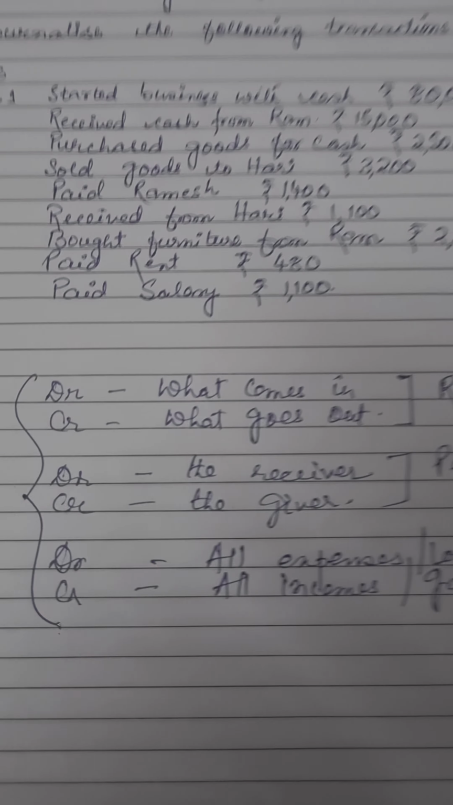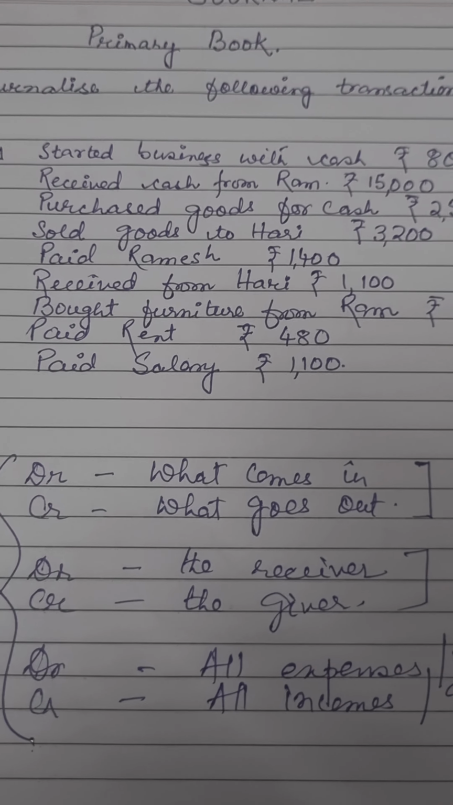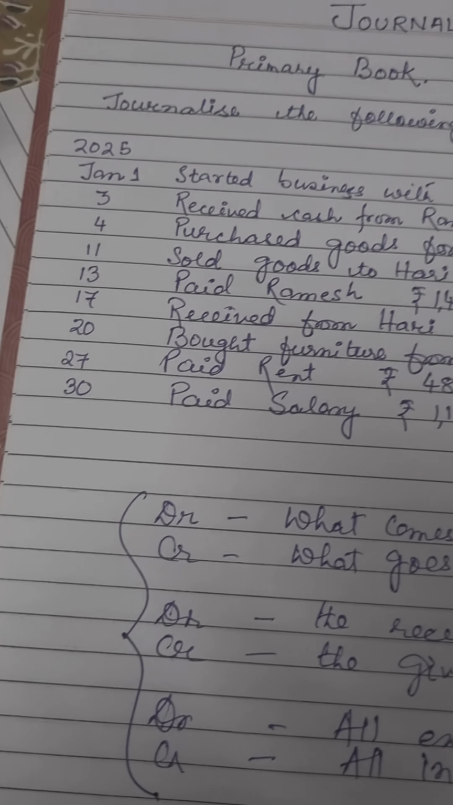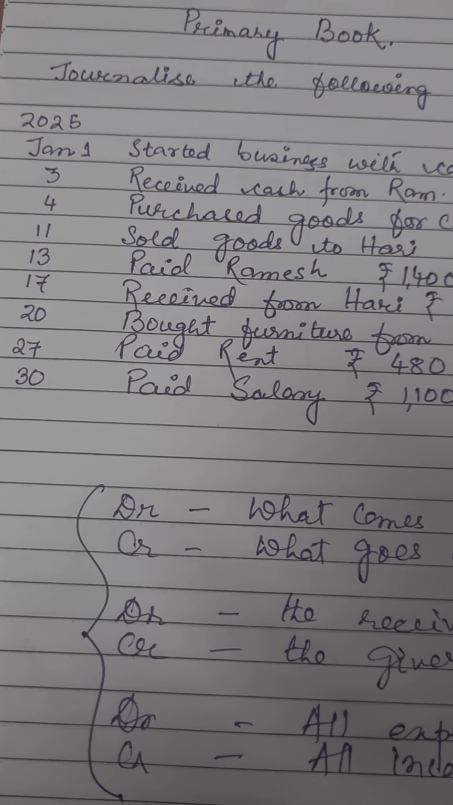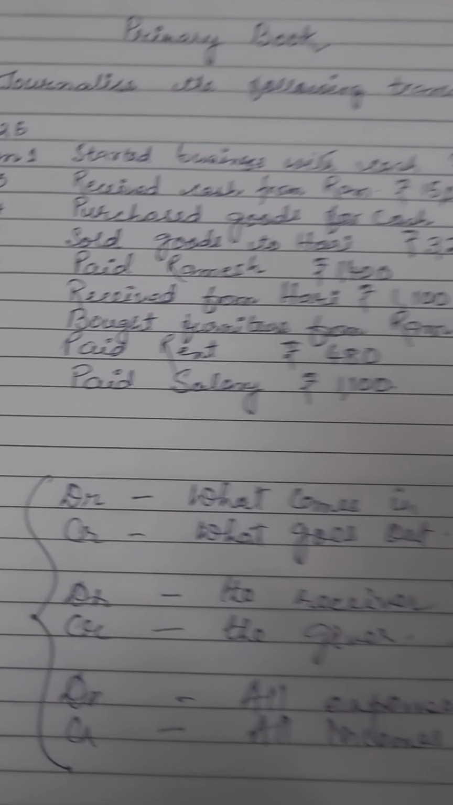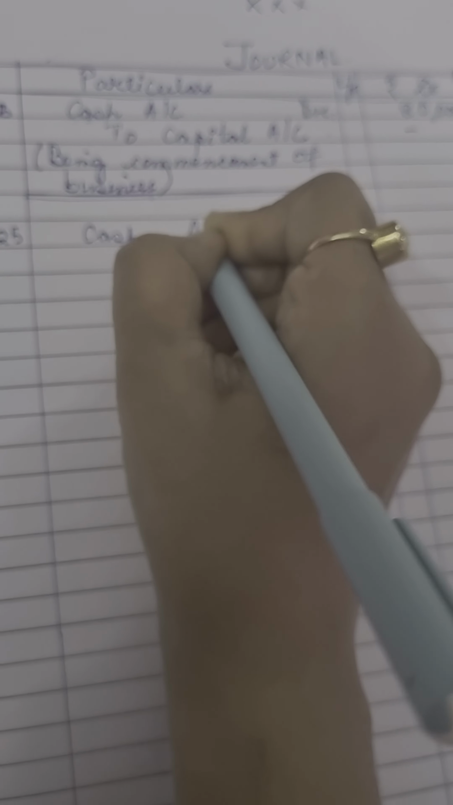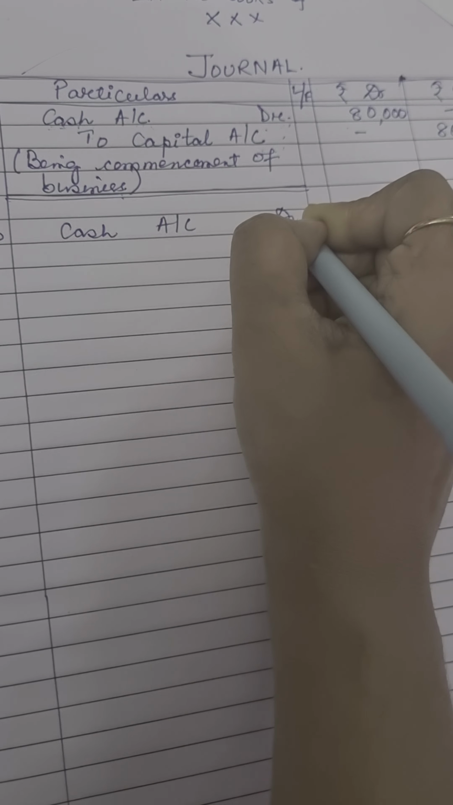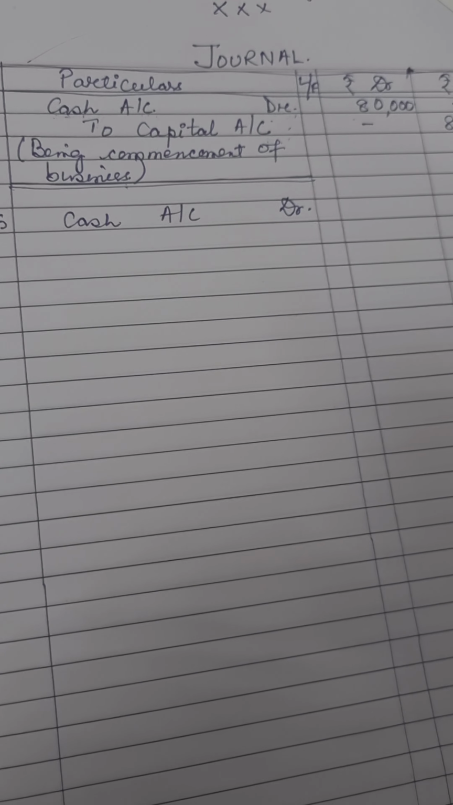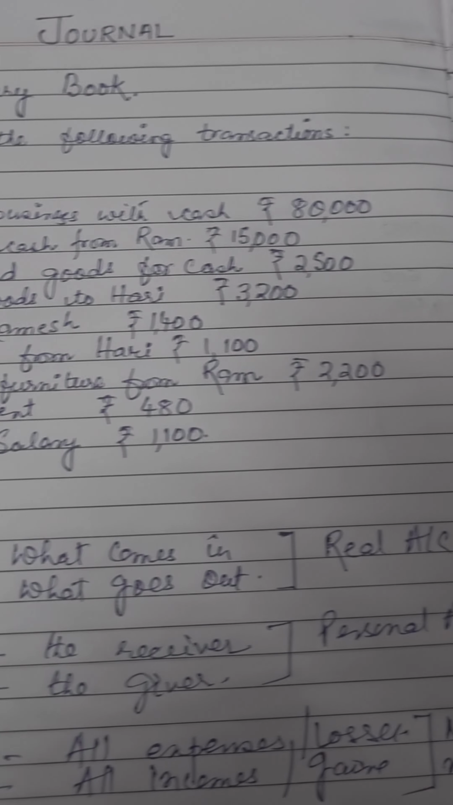Let's move to the second one. Received cash from Ram, which date? 3rd January. So remember, on 3rd January we are to record a transaction, and what is the transaction? Received cash from Ram. When we receive something, debit what comes in. Cash is a real account. What is coming in? Cash. Cash account debit. So cash is a real thing, so debit what comes in, and it is received from Ram.